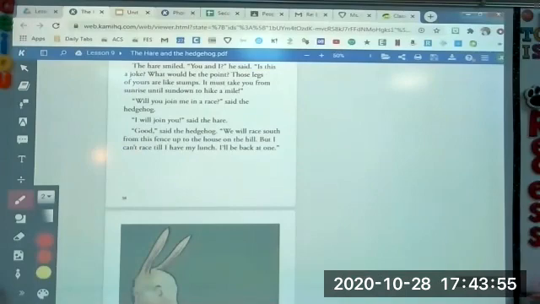The hare smiled. "You and I?" he said. "Is this a joke? What would be the point? Those legs of yours are like stumps. It must take you from sunrise until sundown to hike a mile." "Will you join me in a race?" said the hedgehog. "I will join you," said the hare. "Good," said the hedgehog. "We will race south from this fence up to the house on the hill. But I can't race till I have my lunch. I'll be back at 1."